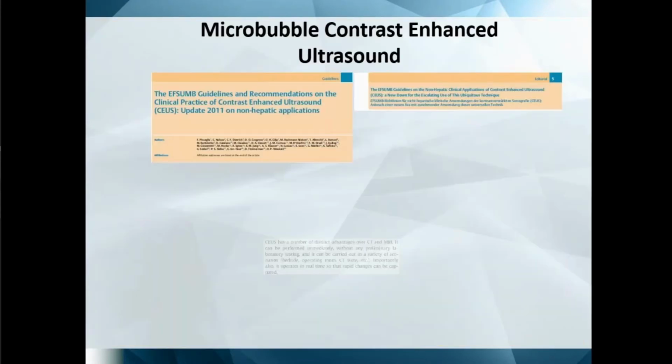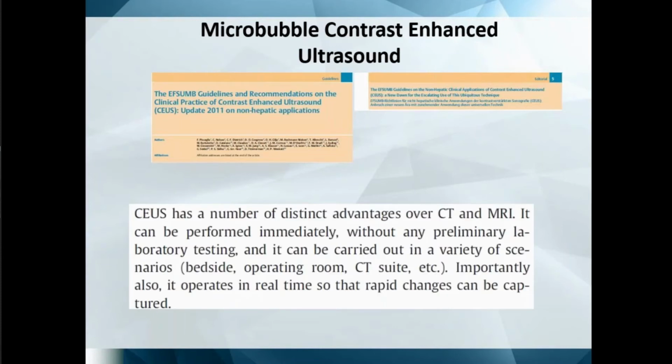With these contrast agents available, why should you use it? Well, it has so many advantages over CT and MR. You can do ultrasound straight away. You don't need any laboratory testing. It's not renally excreted. And you can do it anywhere, bedside, operating theater, CT room, in real time, and you can observe it as it's happening.